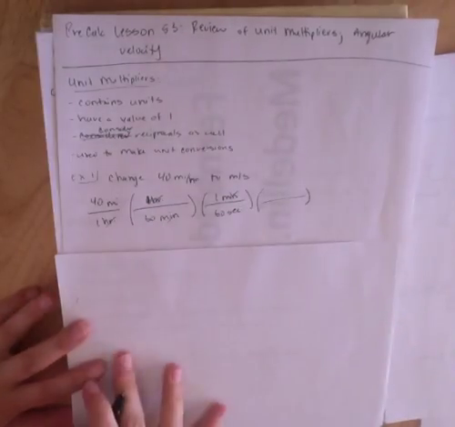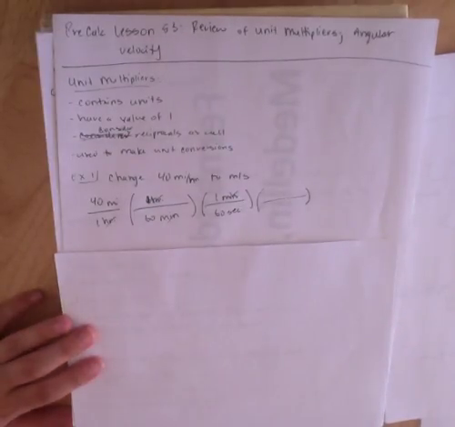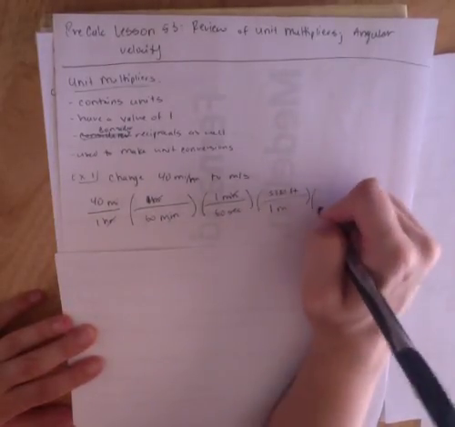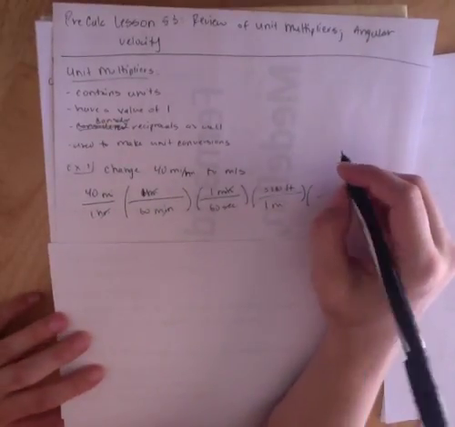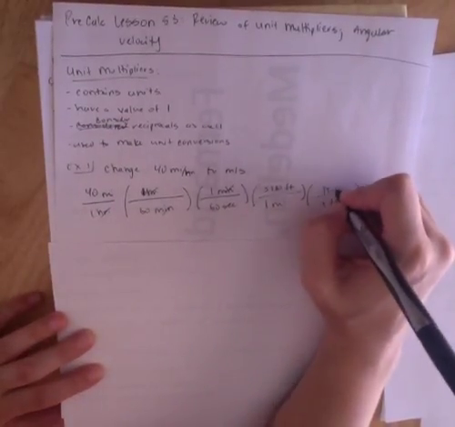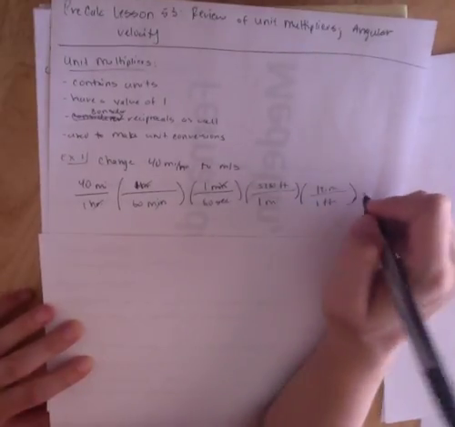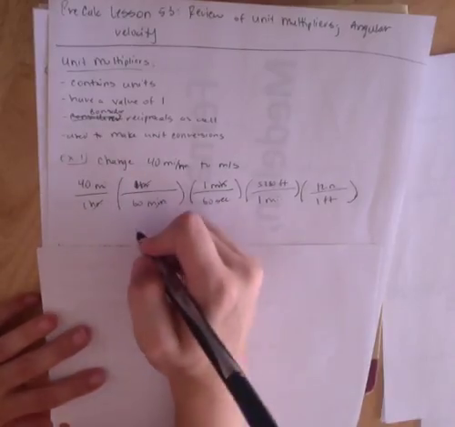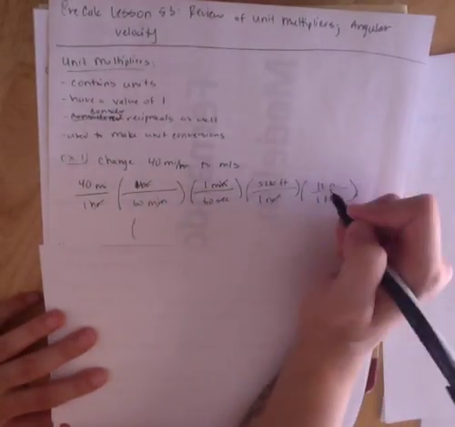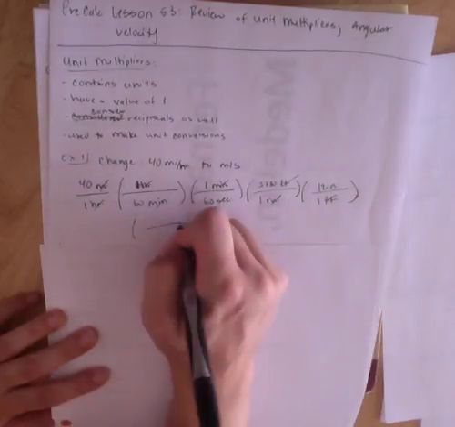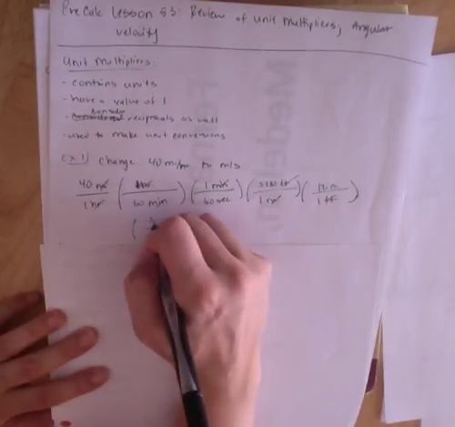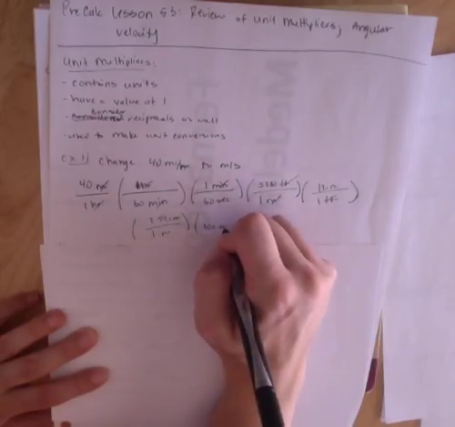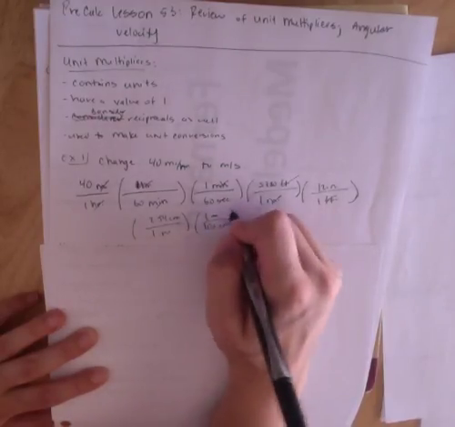Then let's do miles to meters. We know that in 1 mile, there's 5,280 feet. And we know that in 1 foot, there's 12 inches. I might run out of room, I'll go down here. And so let's cancel miles here. Let's cancel feet. We know that in 1 inch, there's 2.54 centimeters, and there are 100 centimeters in 1 meter.